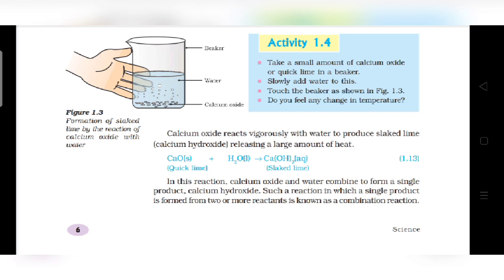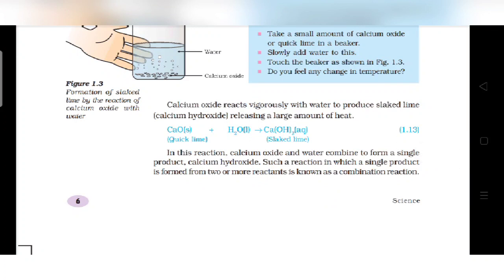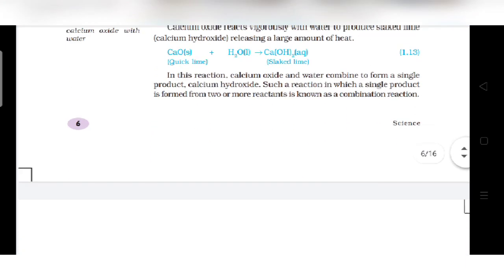Clear? So this is a combination of two reactants, calcium oxide plus water, and it forms calcium hydroxide. A simple example of a combination reaction. We can define it as a single reaction which forms a product by the combination of two reactants, or two or more than two reactants.